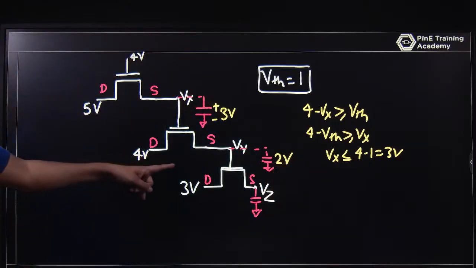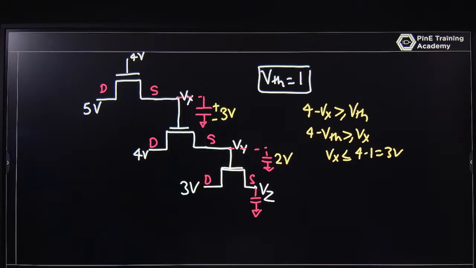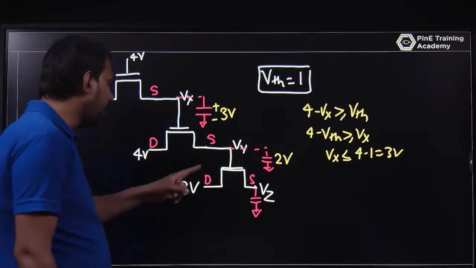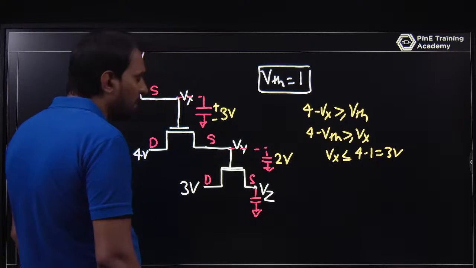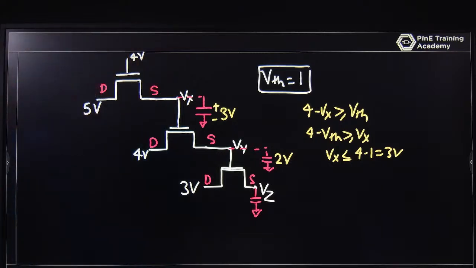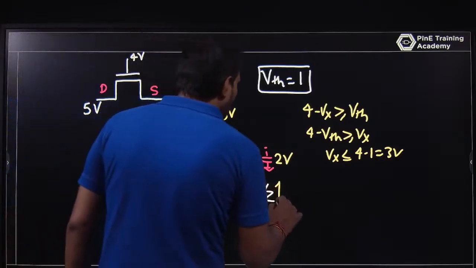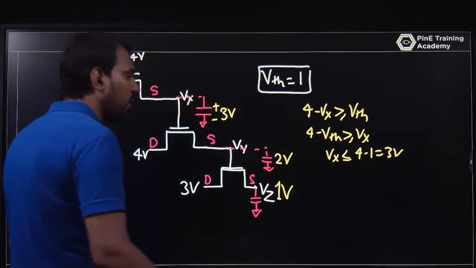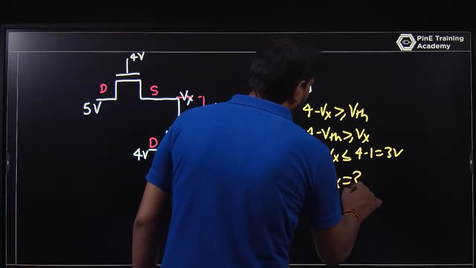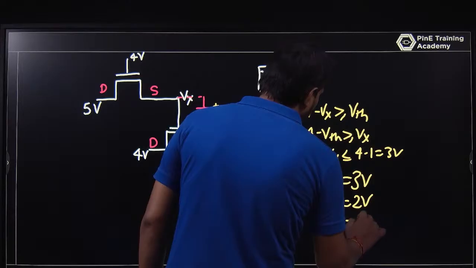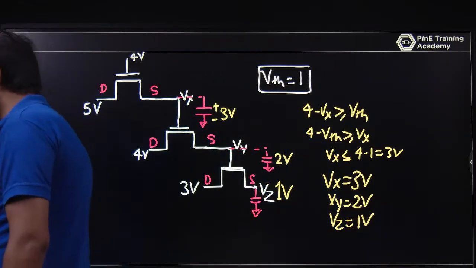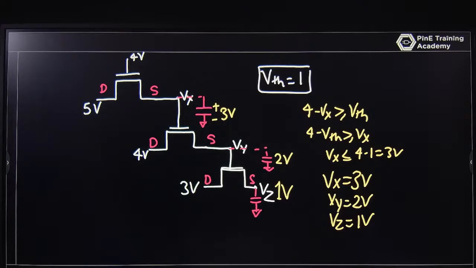It can be 2 volt because the drain has a higher potential. And here, the gate is 2 volt, so Vy minus Vth gives Vz: 2 minus 1, that is 1 volt. So Vz will be 1 volt. So Vx can be 3, Vy can be 2, and Vz can be 1 volt. This is a very basic question of the pass transistor, and that is the way you can understand.